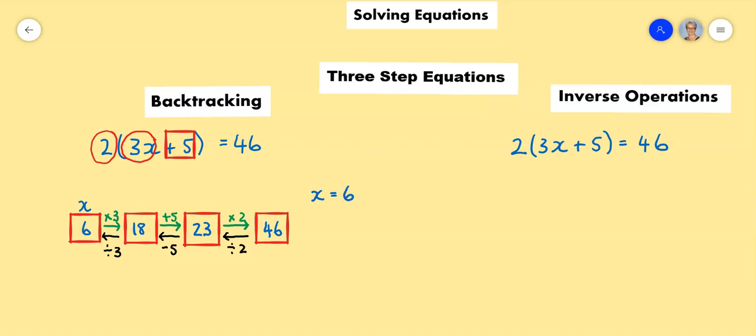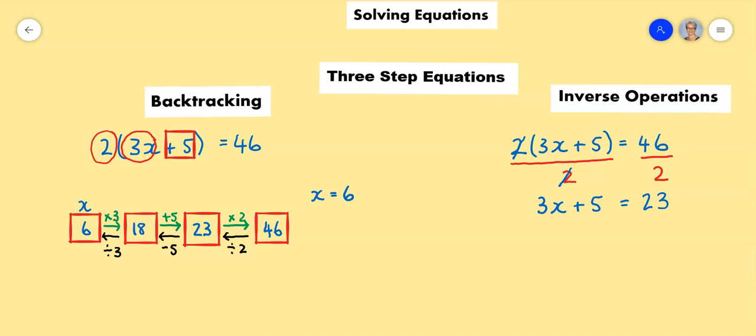Now let's do the same thing using inverse operations. So the first thing that we had to do to undo our equation was to divide by 2. So we're going to divide both sides of the equation by 2. Now, times 2 and divided by 2 cancel out. So we are left with 3x plus 5 is equal to 46 divided by 2, which gives you 23.